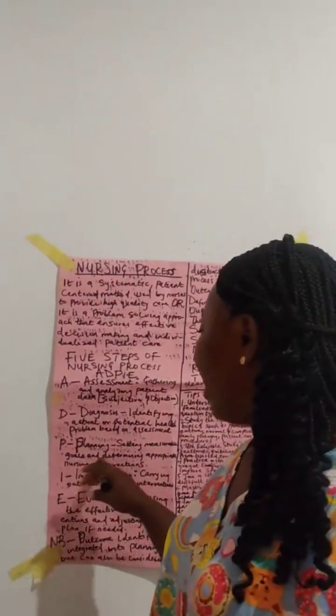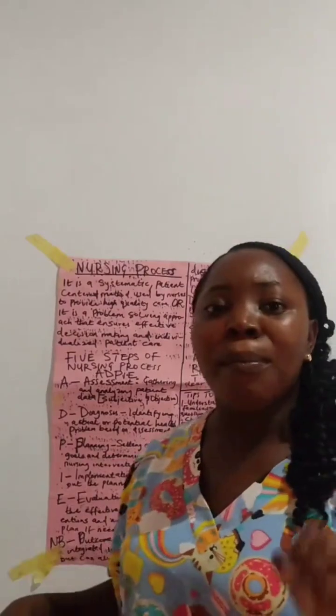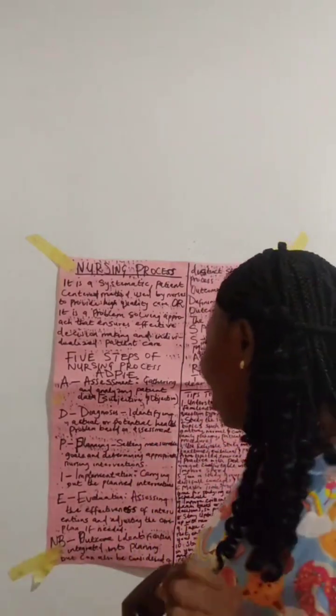So the third one now is planning. You set measurable goals and determine appropriate nursing interventions. This patient has hyperthermia. This planning now, it is where you are going to tell us what you are going to do. Measurable goals to stop this hyperthermia. I'm going to tepid sponge the patient. I'm going to remove excess clothing. I'm going to turn on the fan. I'm going to open the windows and the door. You get, that is the planning.